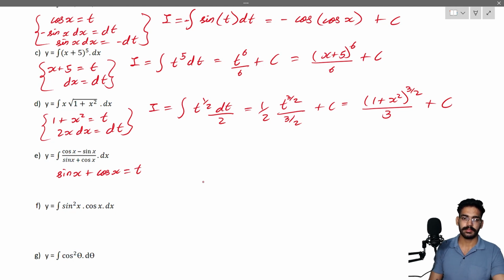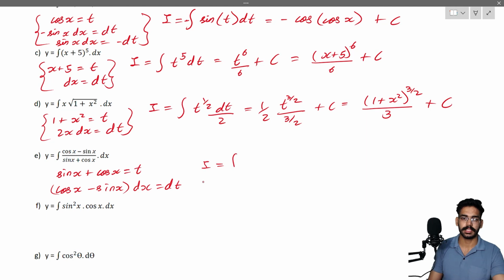Okay, so here what we are substituting is the below function sin x plus cos x, we are substituting t. Okay, so now let's differentiate. So what we got? Sin x differentiation is cos x, and cos x differentiation is minus sin x, and dx you take common, is equal to dt. So now if you see, (cos x minus sin x) into dx is dt, right? So we can directly substitute.